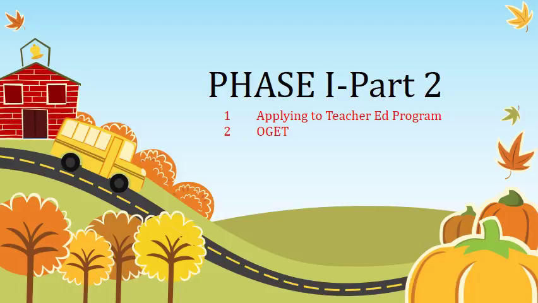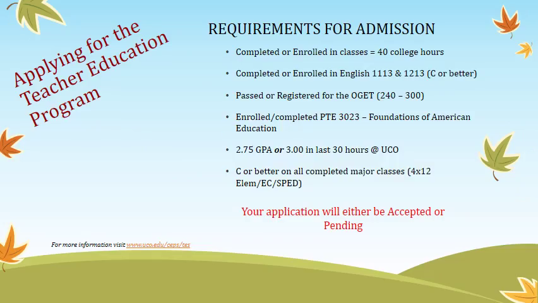In this presentation, we will walk through Phase 1, Part 2, which focuses on applying to the teacher education program. In order to be eligible to apply for teacher education, the requirements listed on this slide must be completed. Once submitted, your application will either be considered accepted or pending. The process for submitting an application is on the following slides.